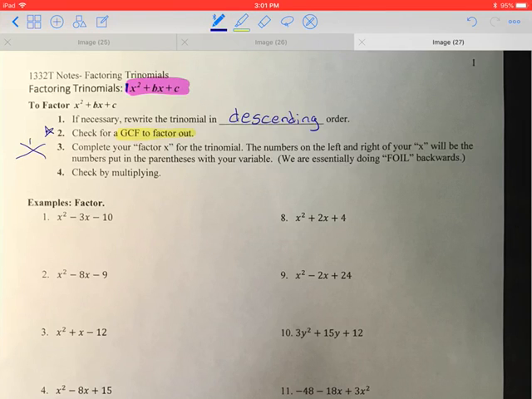Right, remember, so the product goes in the top, the sum in the bottom. And then once you get the numbers to fill out your x, that will help you with your factoring. So basically what we're doing is we're doing FOIL backwards.